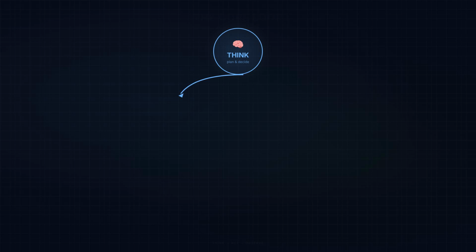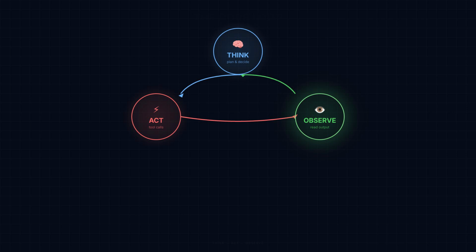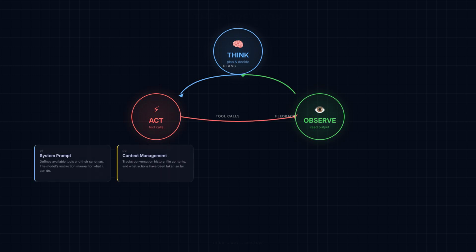Think, act, observe. In the think step, the model receives the task and decides what information it needs. It may inspect the directory tree, read a configuration file, or search for an existing pattern before changing anything. In the act step, the model emits a tool call. That might be read file, edit file, search files, bash, or a git operation. The runtime validates the call and executes it. In the observe step, the system returns the result. The model sees the file contents, test output, compiler error, or command failure, then decides the next action.